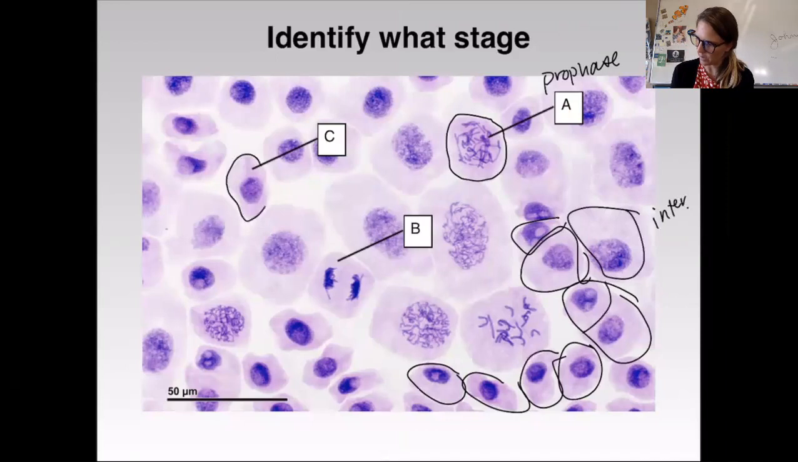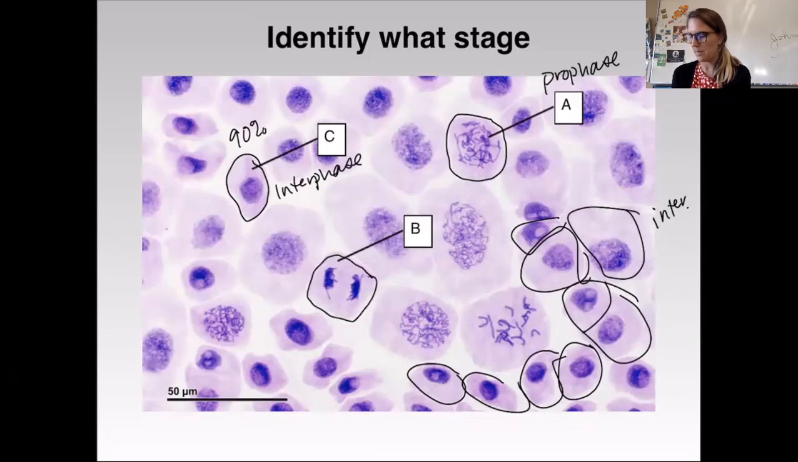So C over here, that would be interphase, the majority of cells. Remember, 90% of a cell's life is in interphase. B here, we are seeing that those sister chromatids are being pulled apart. So this would be anaphase, right? Just to give you a good sense. So this I would call prophase, prophase, prophase, prophase, and I don't see anything else. Okay.